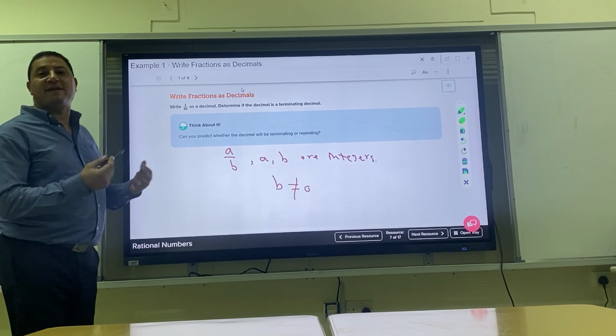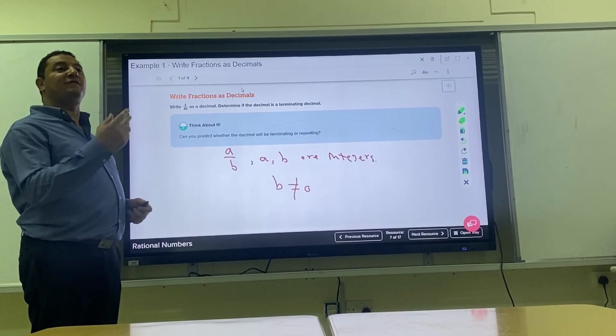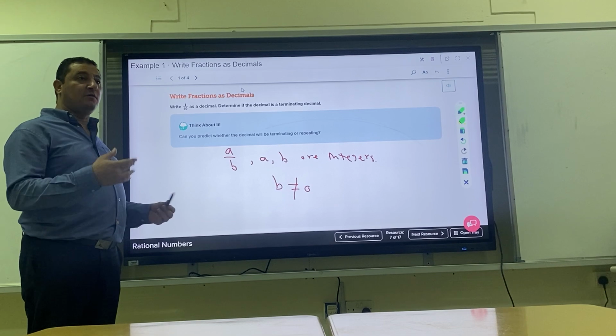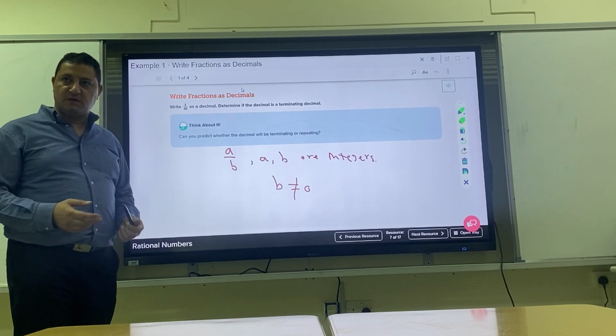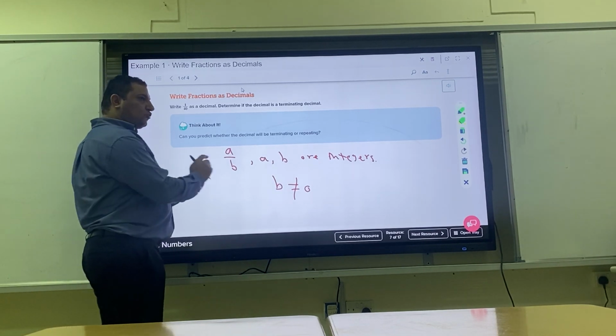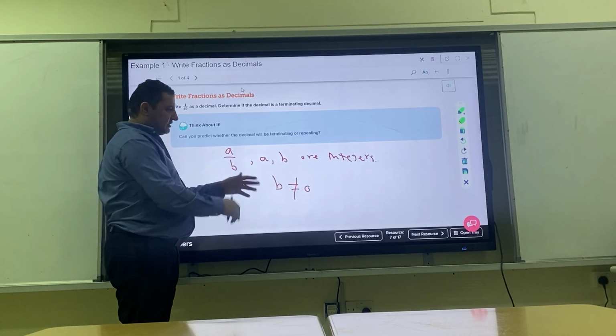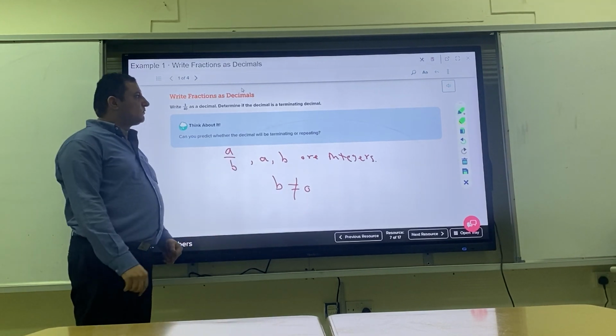Now, why can we not divide by 0? Because if you divide anything by 0, you will get an unknown value or an undefined value. So I want to ensure that the denominator is not 0. That's why I put this condition.